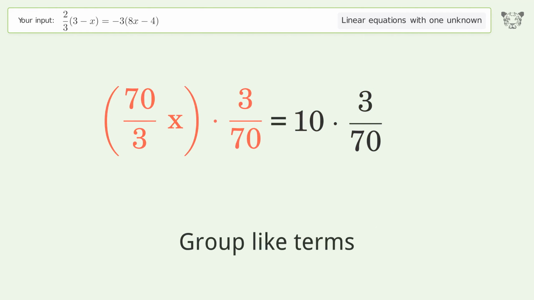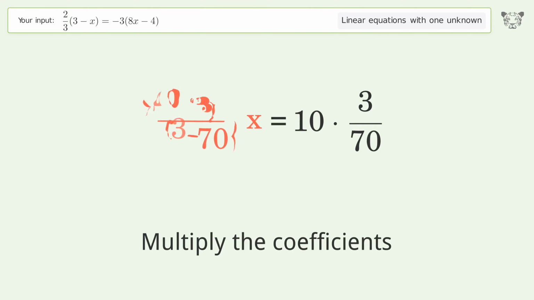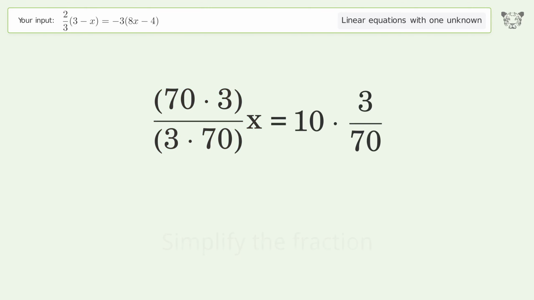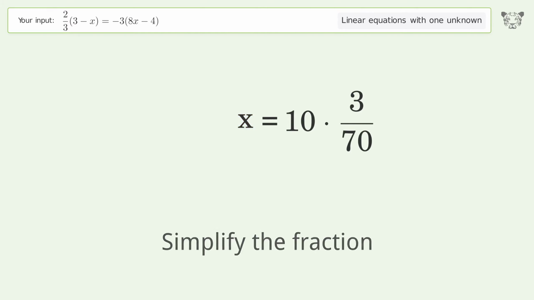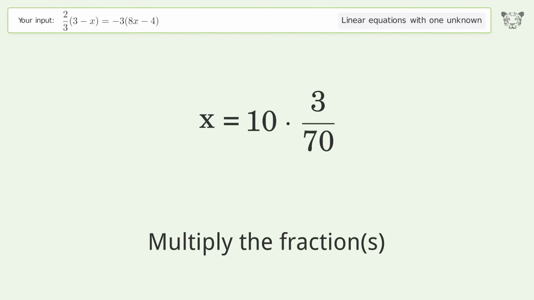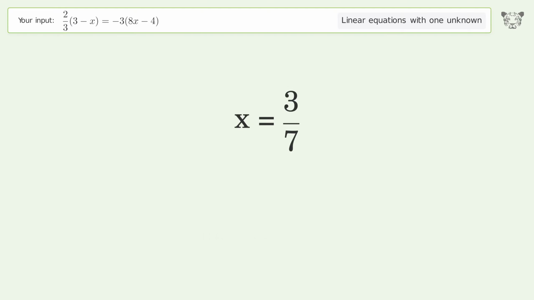Group like terms. Multiply the coefficients. Simplify the fraction. Multiply the fractions. Simplify the arithmetic. And so the final result is x equals 3/7.